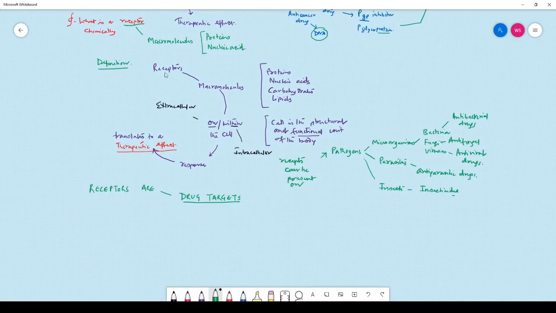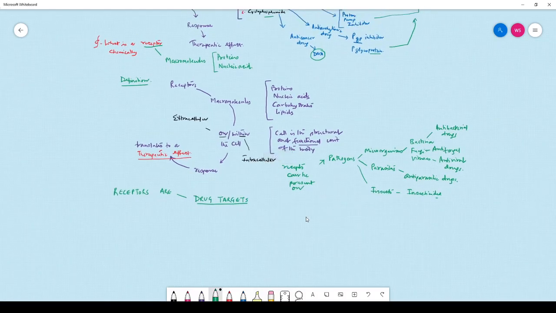So now we have defined receptors as macromolecules which are present on or within the cell, and the cell may be a human cell or it may be a pathogenic cell. But when the drug acts on these receptors, they produce a response that translates to a beneficial effect, which we call the therapeutic effect.